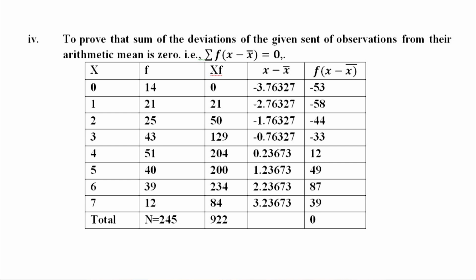Next, we shall compute f into x minus x bar. The values are minus 53, minus 58, minus 44, minus 33, 12, 49, 87, 39. Adding these values, we get their sum as 0. Hence, this property is verified.